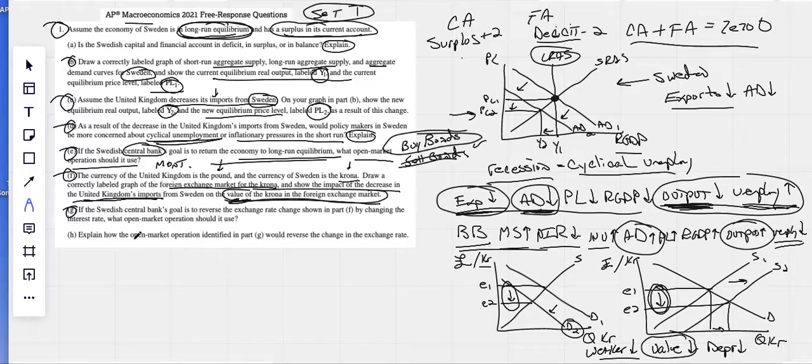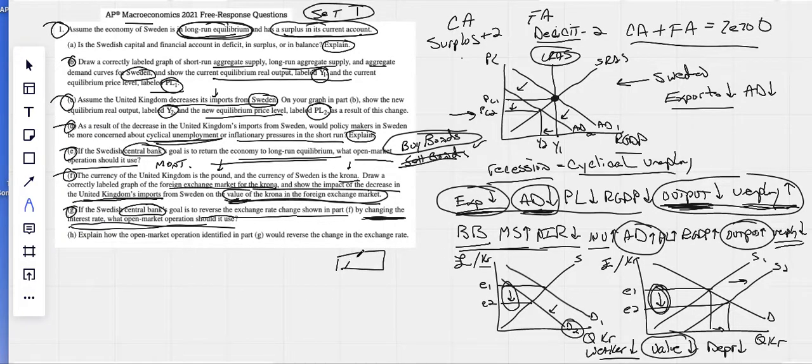Easy enough. G, if the Swedish central bank's goal is to reverse the exchange rate, shown in part F, by changing the interest rate, what open market operation? So that is a very tricky question. First of all, if you've done a lot of these, we're used to the central bank either buying or selling bonds, buying or selling currency to reverse the exchange rate. But now we're talking about the central bank or the Fed changing the interest rate. What open market operation should they use? That is a very tricky question.